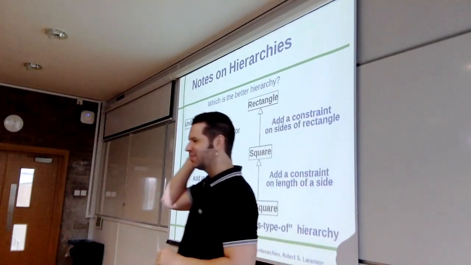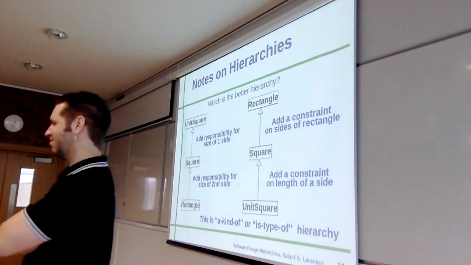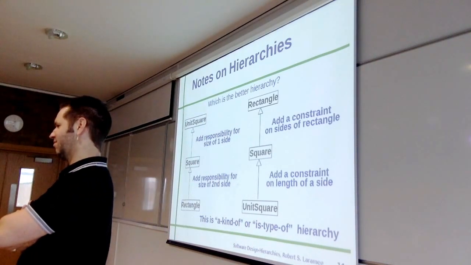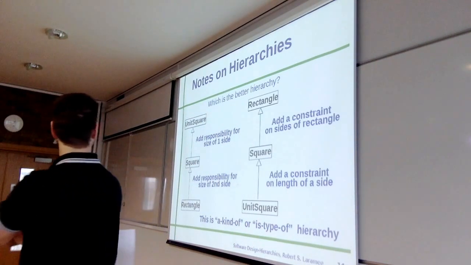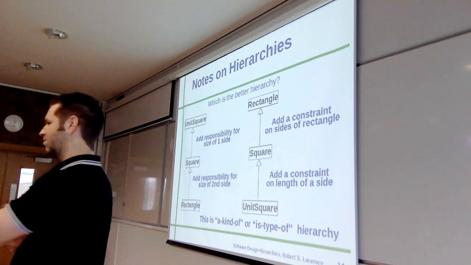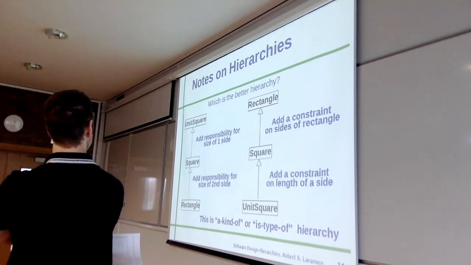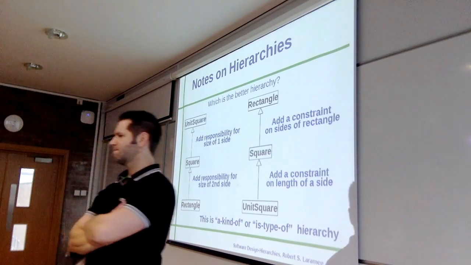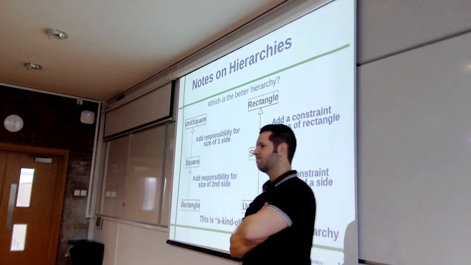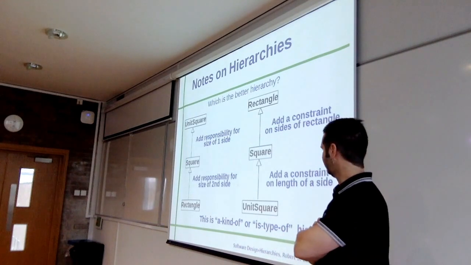Oh, sorry. I think the square is a kind of rectangle, and the next square is a kind of square. I mean, the rectangle includes square and other rectangles. The square includes one square and other squares. So you vote for the right.